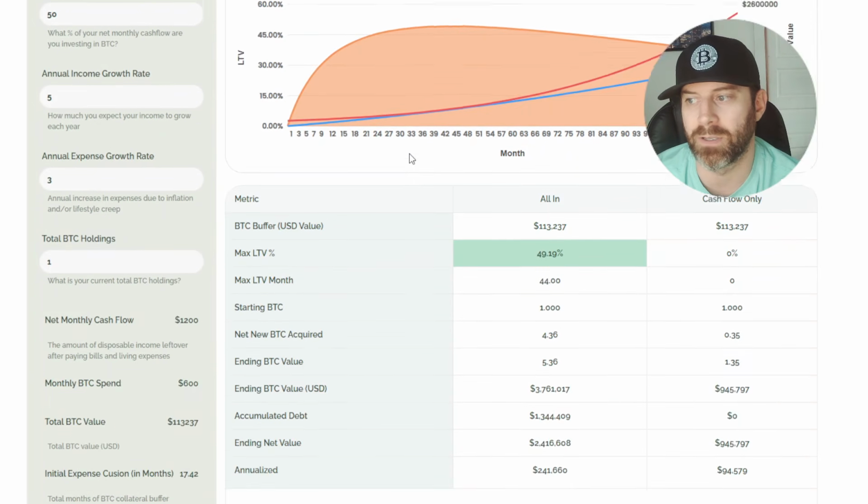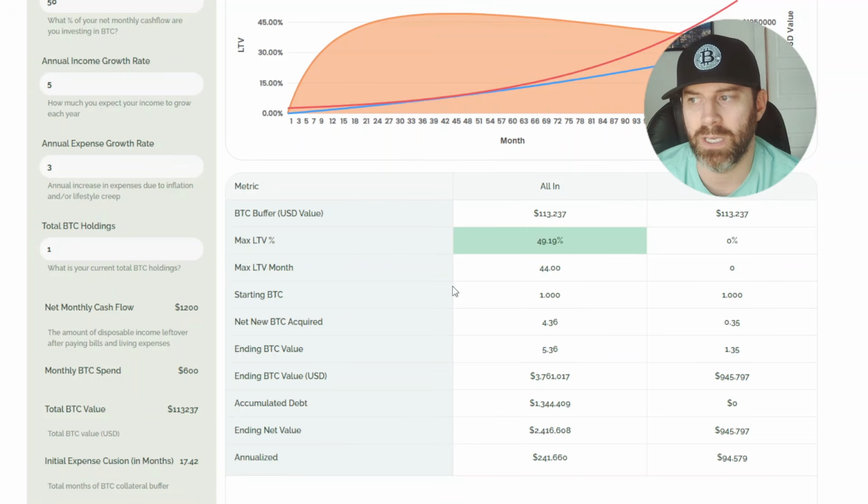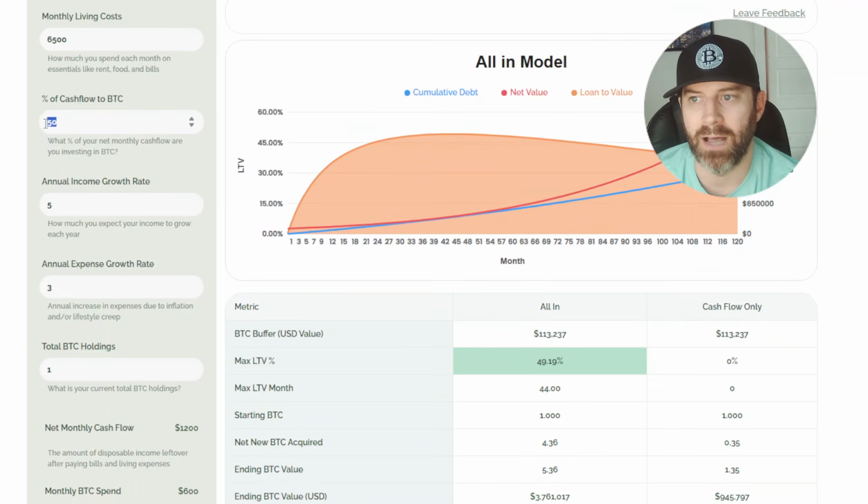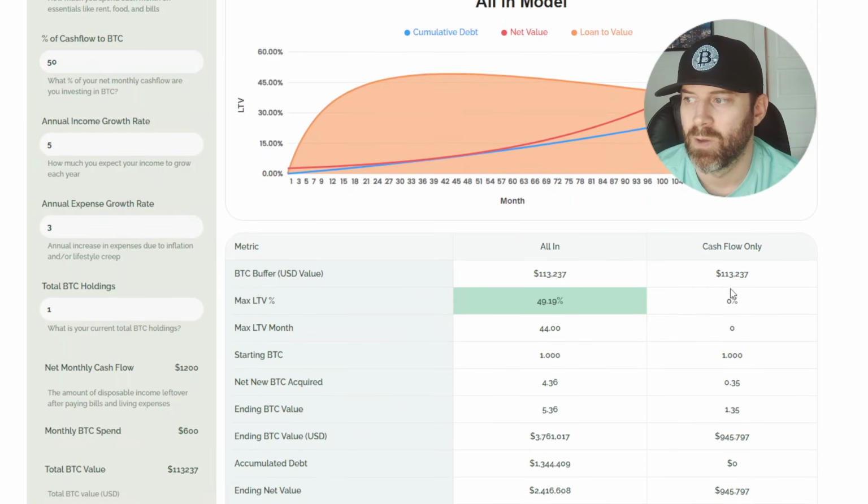But directionally speaking, if we were to compare this to just buying Bitcoin with my remaining cash flow, well, I've only got an extra $1,200 a month after all my bills are paid, and I'm only allocating half of that to Bitcoin, so that's $600 a month. Well, you can see here in my cash flow only model, right, I'm only going to accumulate another 0.35 Bitcoin by buying $600 per month.